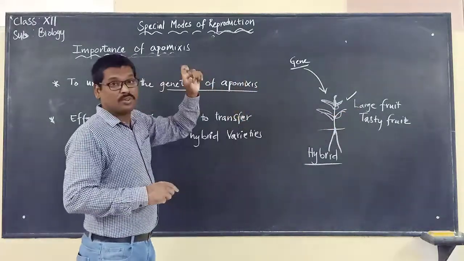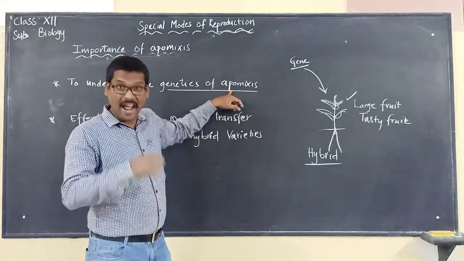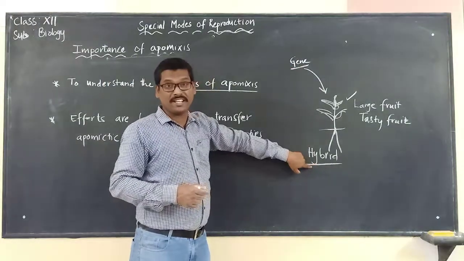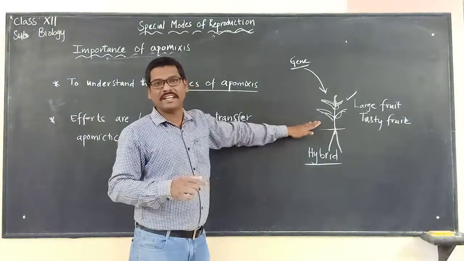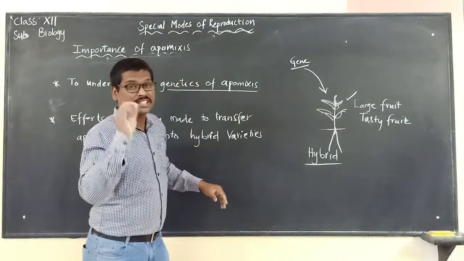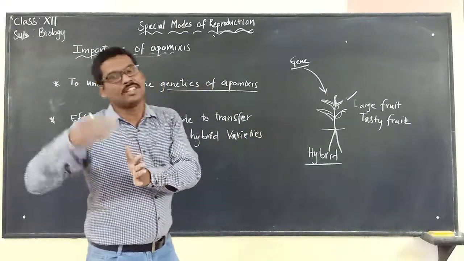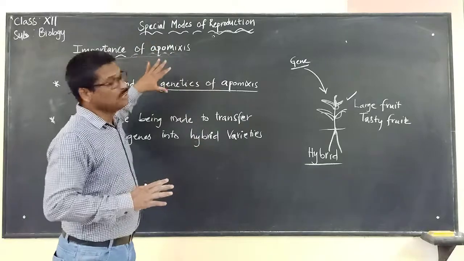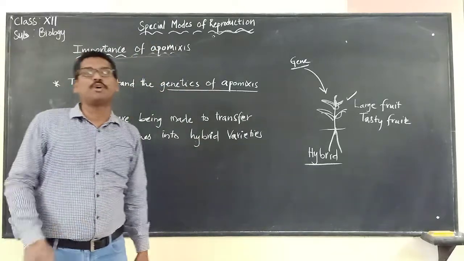So they are trying to identify the gene responsible for apomixis and introduce that gene into the hybrid variety, so that from then on, that hybrid variety will produce seeds without fertilization, carrying the same characteristics to the next generation. These are the points that we have to keep in mind when we discuss the importance of apomixis.